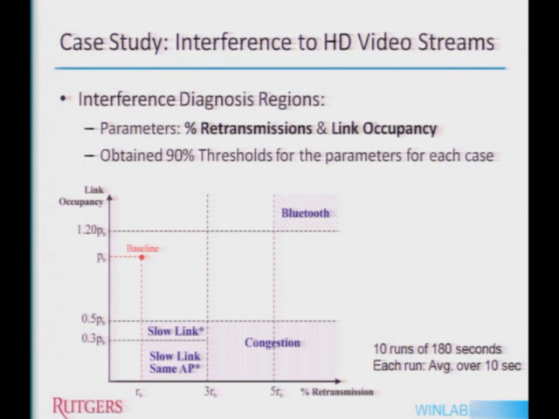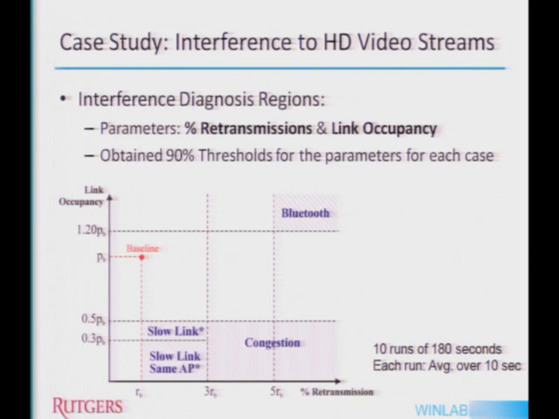So what's the definition of link occupancy? Link occupancy is essentially the fraction of time that the link was being used for transmission. If you are observing in time slots of say 0.1 seconds, then we are measuring for what fraction of that 0.1 second your video link was transmitting. So it's just the video link. Yeah, it's only the video link that we observe.